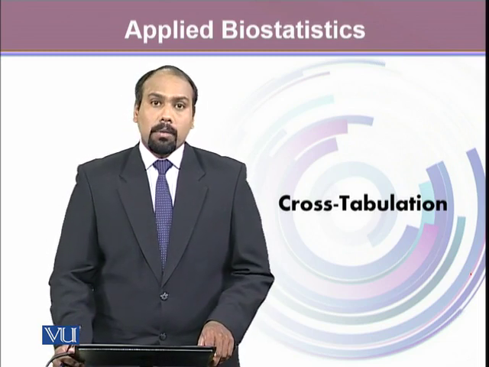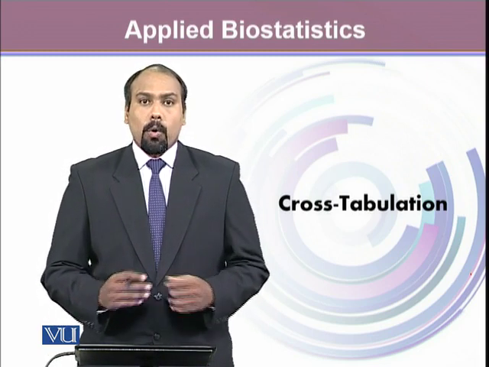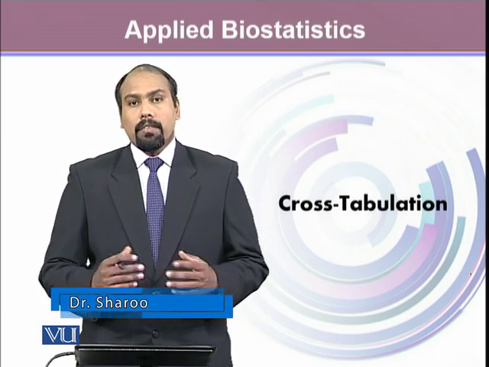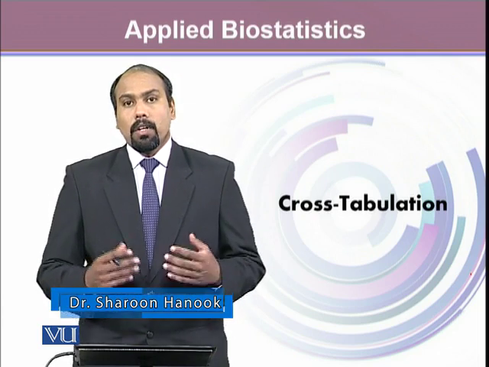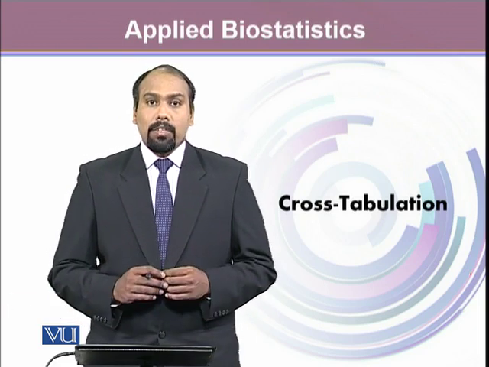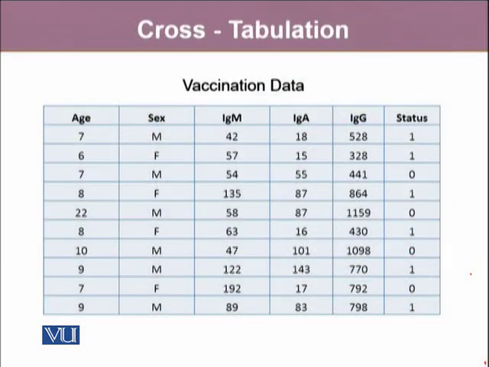Right now in this module, we will be talking about how we construct the frequency distribution for two or more than two qualitative variables. But in this specific module, our major focus is going to be only on two qualitative variables. Let's take the vaccination data, which we already discussed in the previous modules, where we do have two qualitative variables. One is sex and the other one is status.